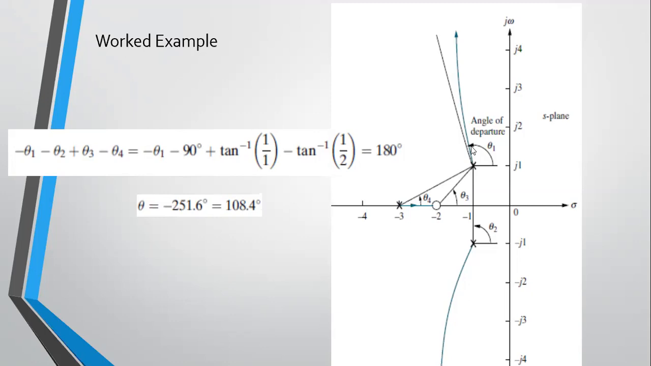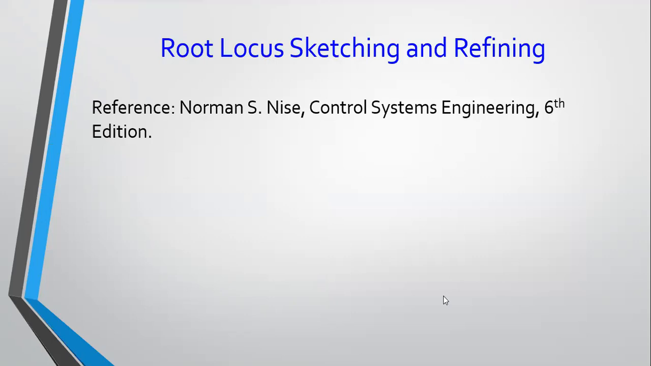Okay, so in this way, you can very nicely find your angle of departure from complex poles, or angle of arrival if you had complex zeros. You can similarly find the angle of arrival to complex zeros. So if you have examples like this, you can very easily apply rule number 2, by symmetry. If this is moving this way, you can very easily find the angle of departure from this complex pole as well. So this concludes this section on root-locus refining and the whole chapter on root-locus sketching and refining.